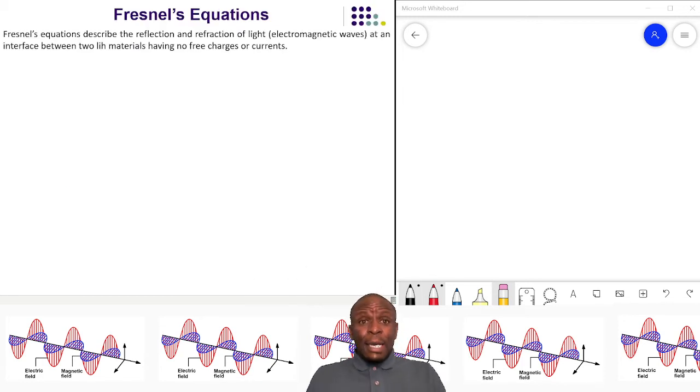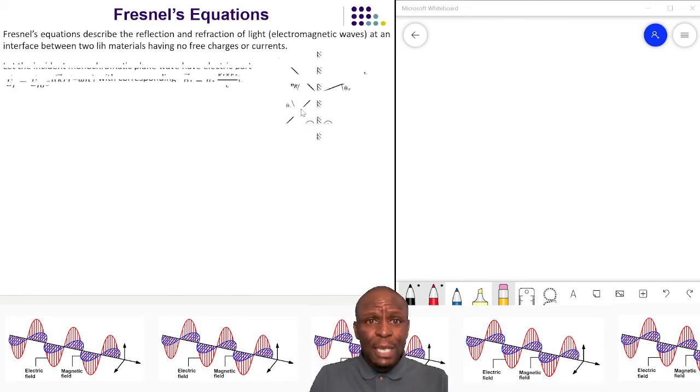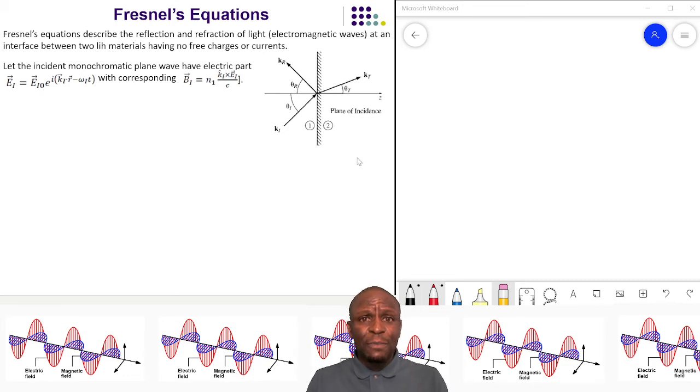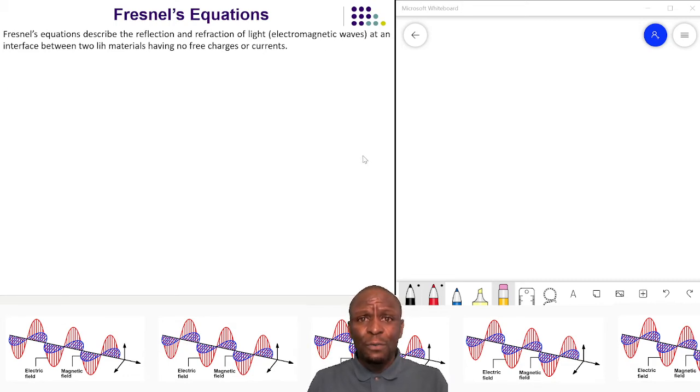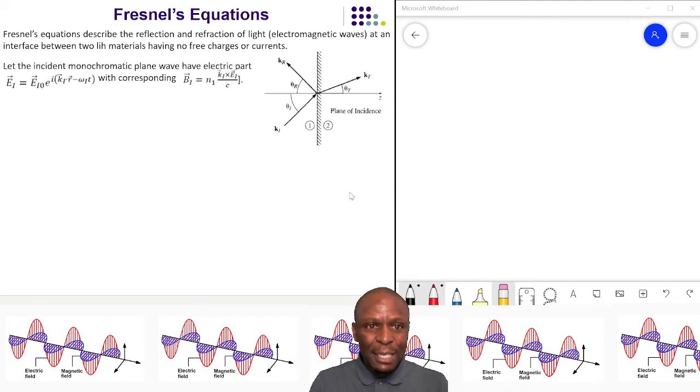Now let me also jump into Fresnel's equations. Fresnel's equations describe the reflection and refraction of electromagnetic waves at the interface between two linear materials having no free charges. In that case, let the incident wave be given in terms of the electric field incident by that, and the corresponding magnetic field will be given in terms of that.